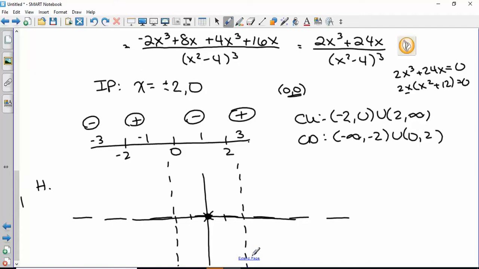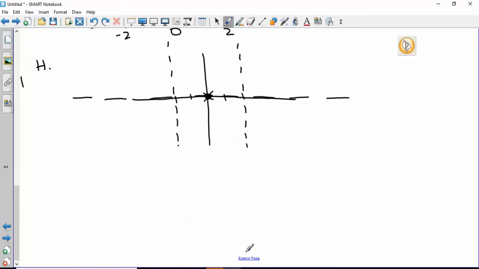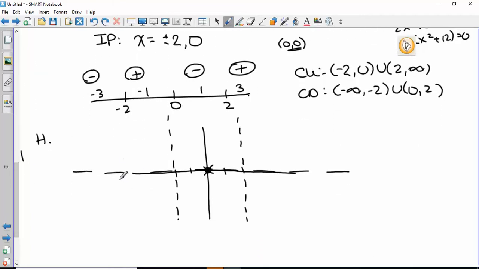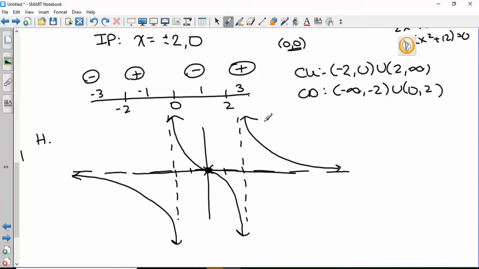My graph is always decreasing, so it's always falling. From negative infinity to -2 is concave down. So falling and concave down, it would have to be down here. Make sure you're drawing your curve getting closer to your asymptotes. In the middle, we're still falling. We are concave up until we get to 0, concave down from 0 to 2. And still falling over here, concave up. That should look like that.